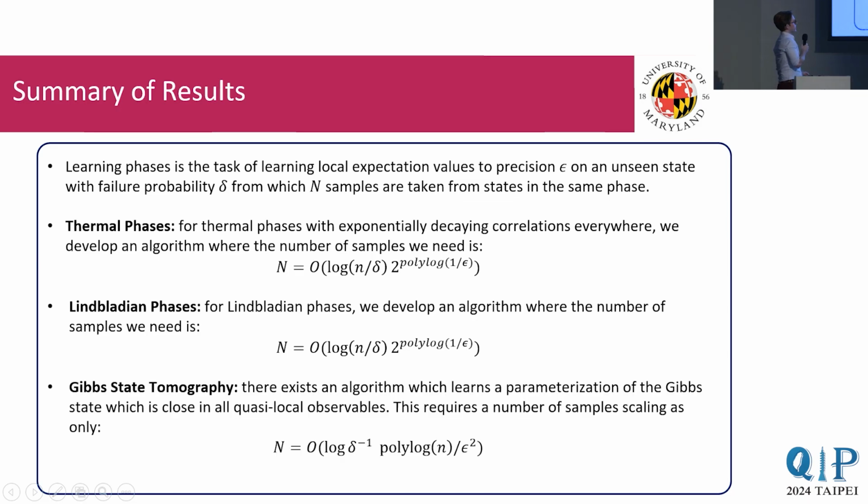And for Gibbs state tomography, we show that there exists an algorithm which learns a parameterization of the Gibbs state, and which is close in all quasi-local observables and requires only polylogarithmically many samples.